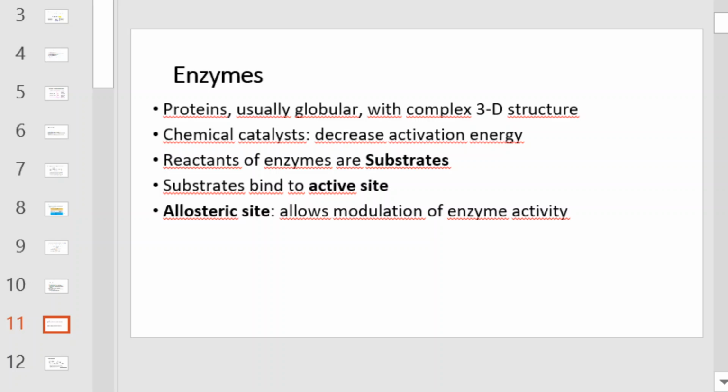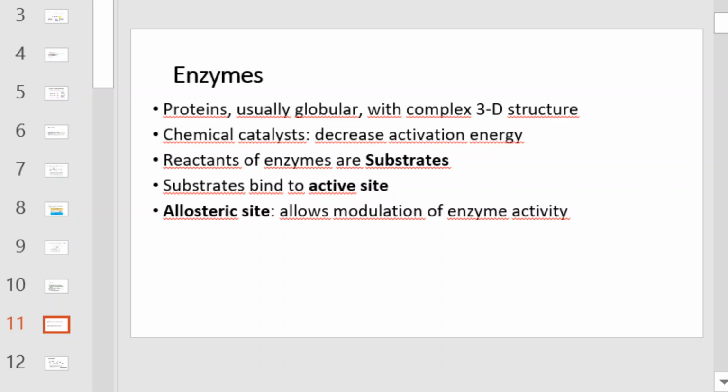Enzymes. Enzymes are proteins that are usually globular with complex three-dimensional structures. Enzymes behave as chemical catalysts, decreasing the activation energy needed to get a reaction to begin. The reactants of enzymes are called substrates. Substrates bind to enzymes at their active site.